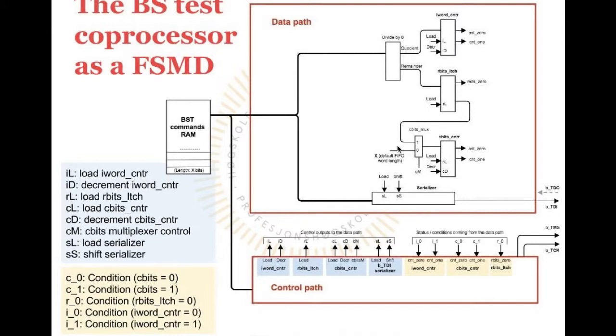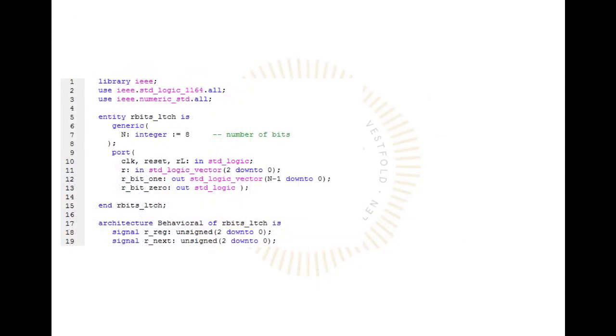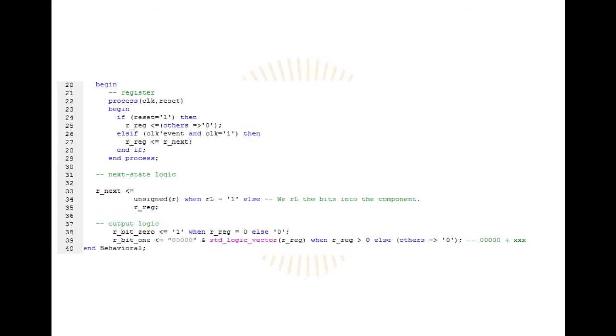As we can see in the code, we define the inputs and the outputs. Notice that the R is 2 down to 0 because it will only come 3 bits out from the divider, as I explained earlier. Then we will have to create 2 signals, both RREG and RNEXT, which will also be 3 bits. The process is pretty basic. If reset is equal to 1, then the RREG will take the value of all zeros, else if the clock event and clock equals 1, then the RREG will take the value of RNext.